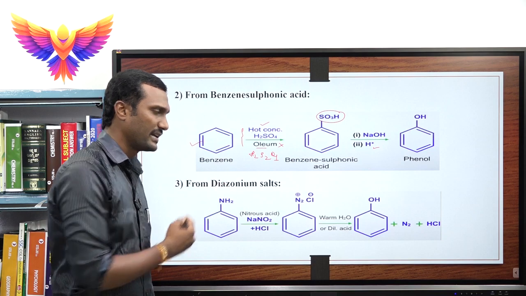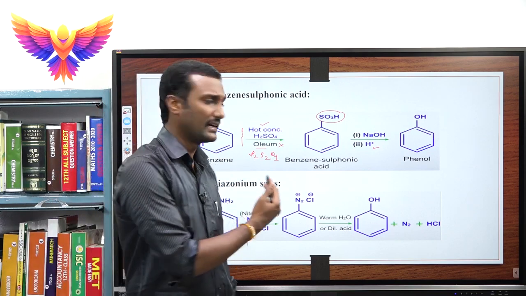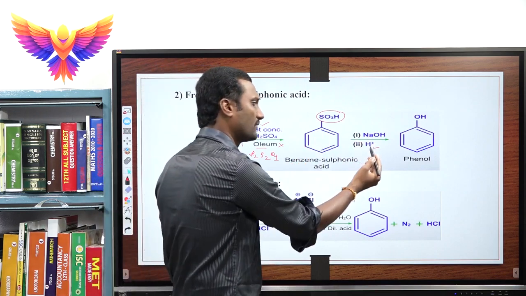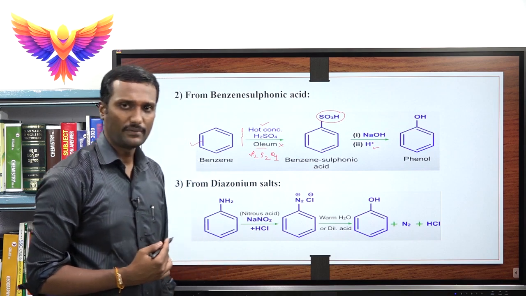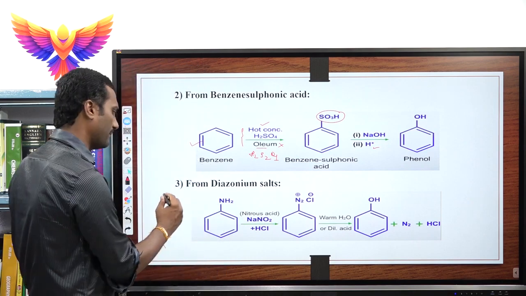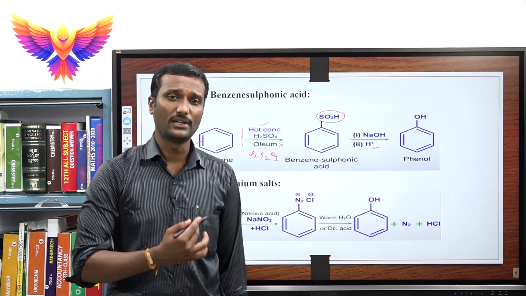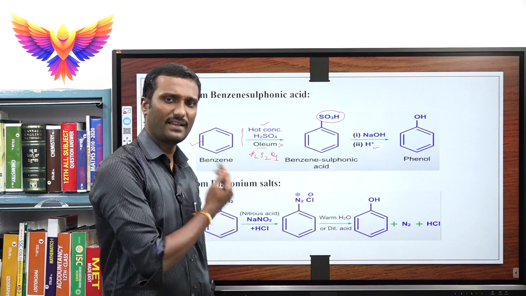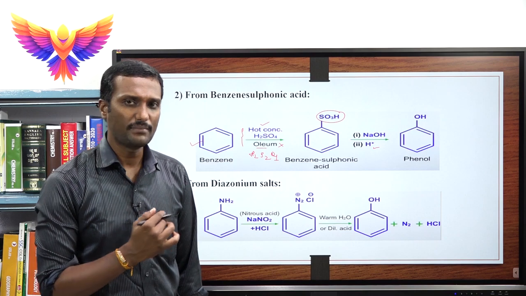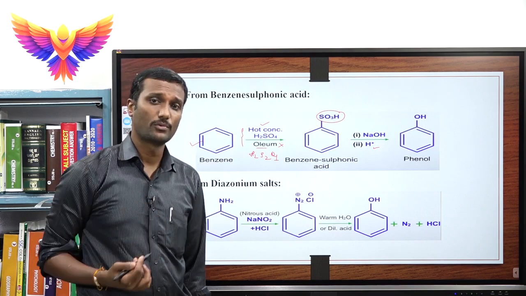So this step is also very simple. From benzene, using oleum, we get an intermediate called benzene sulfonic acid. Again, when you add sodium hydroxide followed by acidified water or acid, you get phenol. Now the third method, a very important method of preparation of phenol, is from diazonium salt. As I explained in the previous slide, chlorobenzene is prepared from the Sandmeyer reaction, which means the preparation of chlorobenzene and bromobenzene.